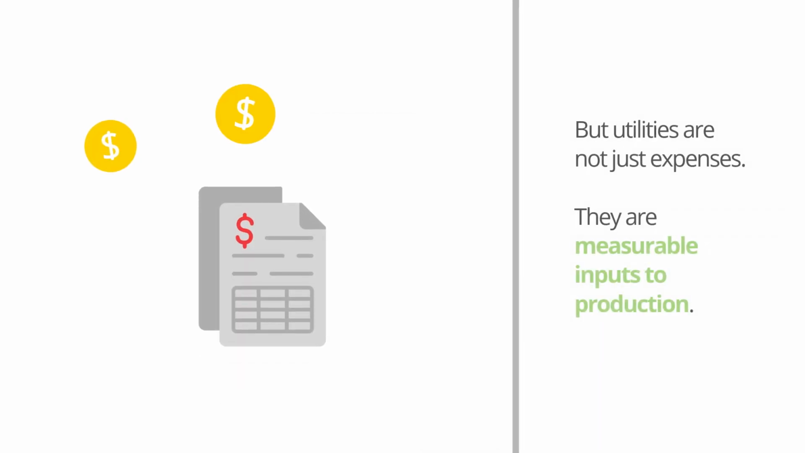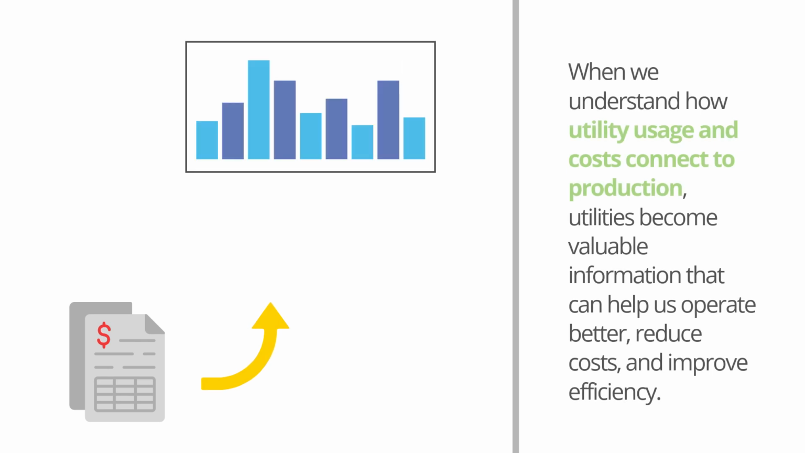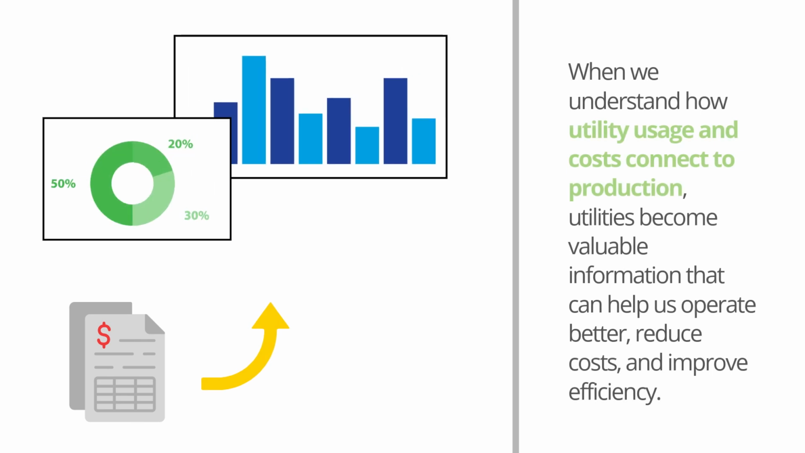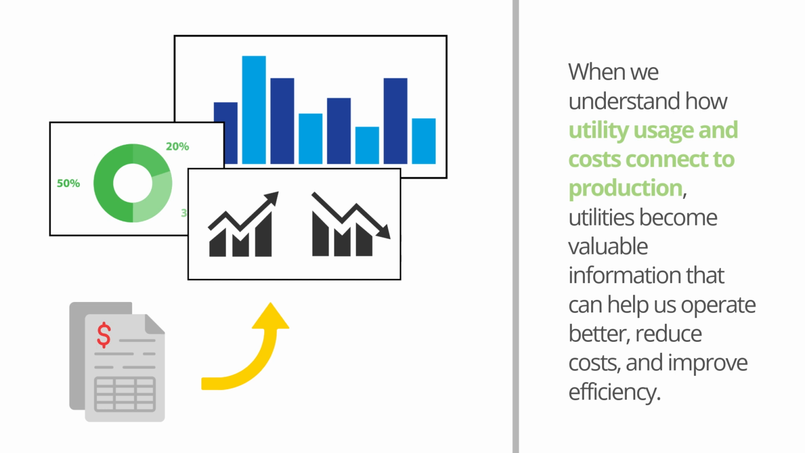But utilities are not just expenses. They are measurable inputs to production. When we understand how much energy and water we use, when we use them, and how those costs connect to production, utilities become valuable information that can help us operate better, reduce costs, and improve efficiency.